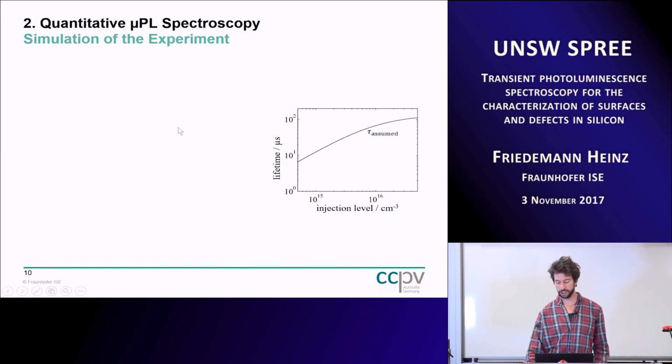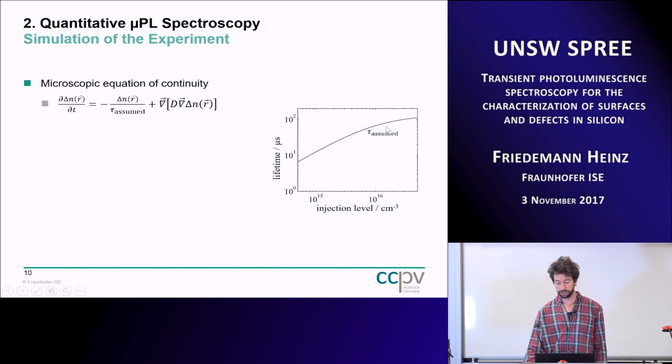I want to show you this. So I did a simulation of the experiment. On the right you can see a lifetime, which I assumed. Lifetime is a function of injection level. So this is just what I assumed. From this, I calculated on the sample the microscopic distribution of the charge carrier density. And from this charge carrier density, I calculated the photoluminescence in every volume element.